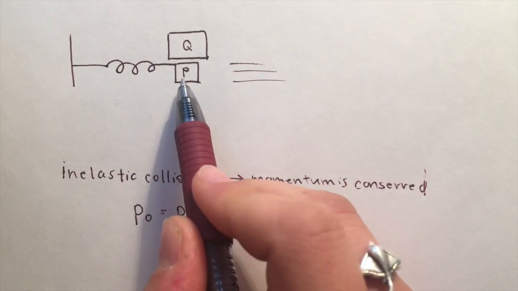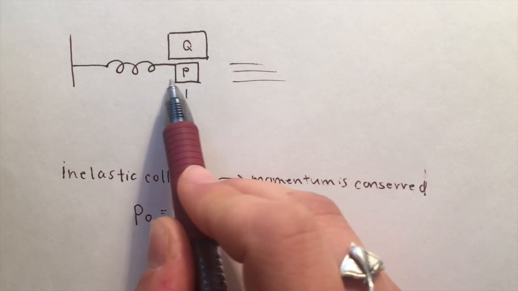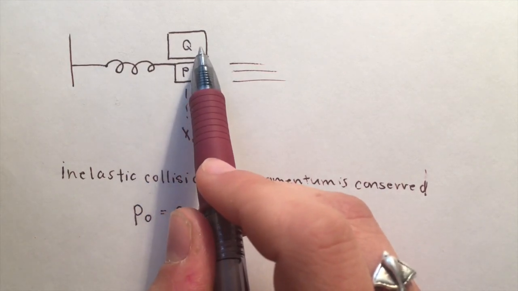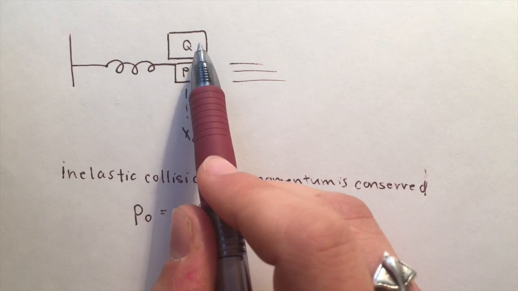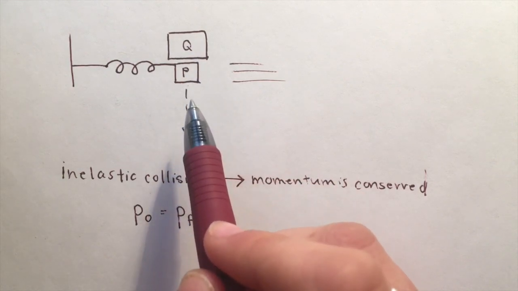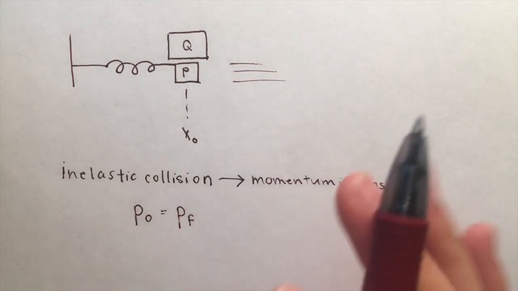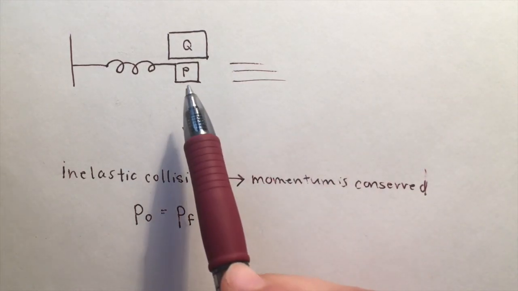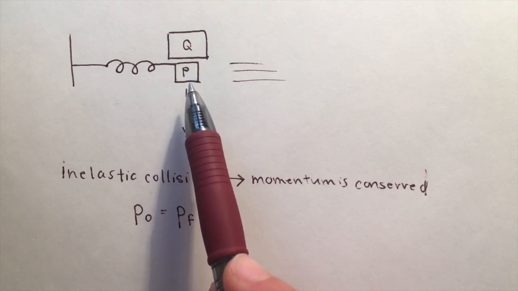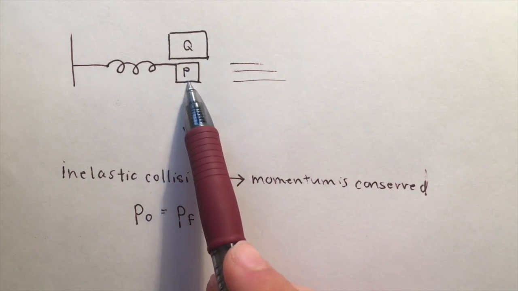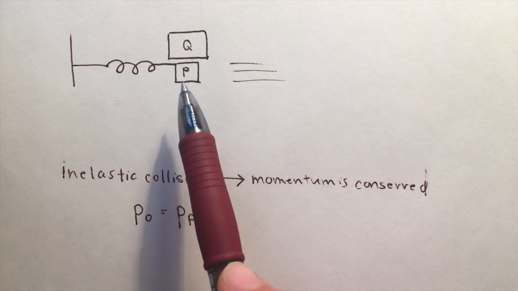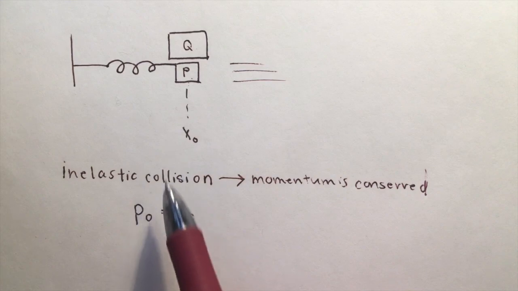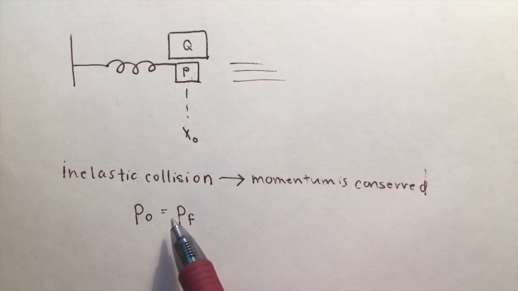Before the collision, block P has horizontal momentum. It's moving left and right. Block Q does not have any horizontal momentum. So when it is dropped onto block P, it is adding no horizontal momentum to the system. However, it is adding its mass into the system. So before we had block P oscillating back and forth, and when block Q is dropped on top of block P, now the system just got more massive.